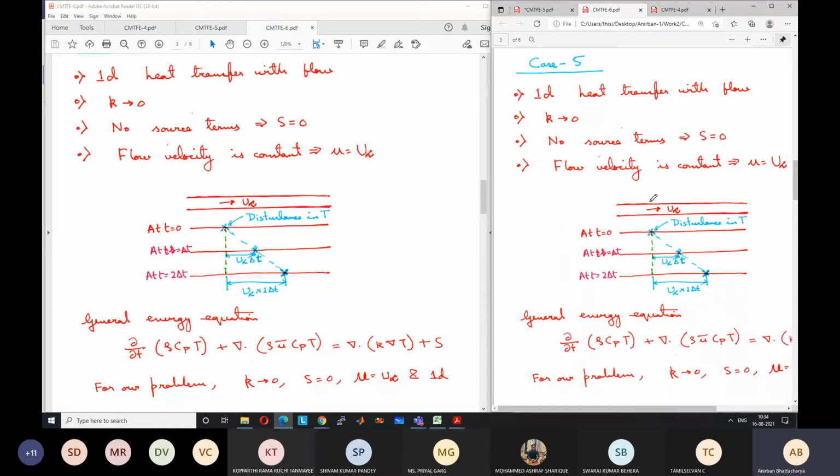At this point we have given. So after time t, here I have given delta t. So after time delta t, which region? So this entire region. So anything beyond this region will get affected.